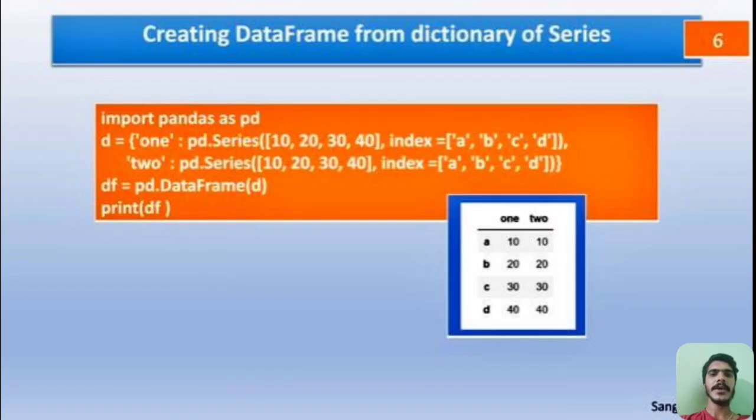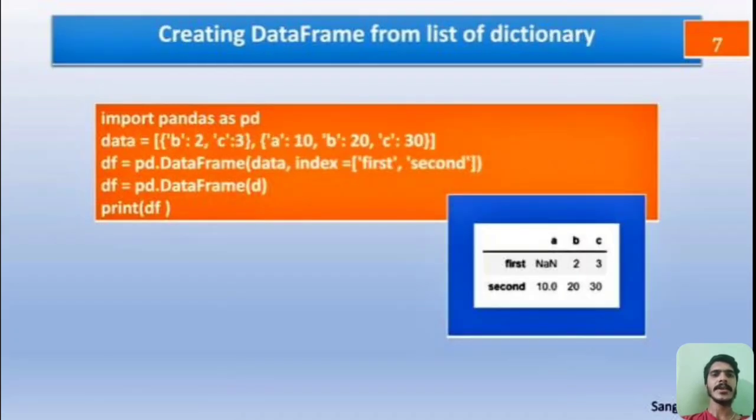Lastly, print df. Next, creating the DataFrame from a list of dictionaries: data equal to b is 2, c equal to 3, a is 10, b is 20, c is 30. Next, df equal to pd.DataFrame of data, index equal to first and second. Lastly, print df.